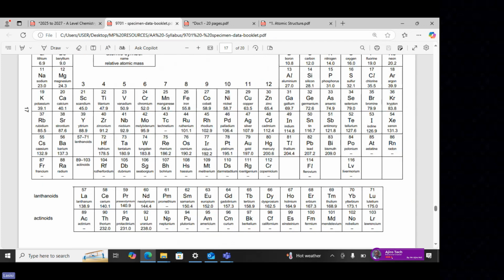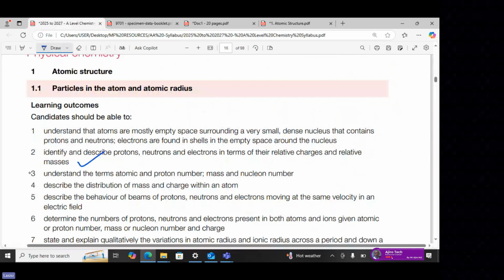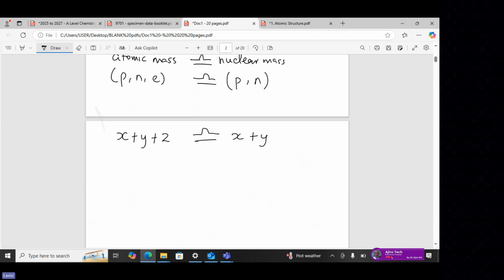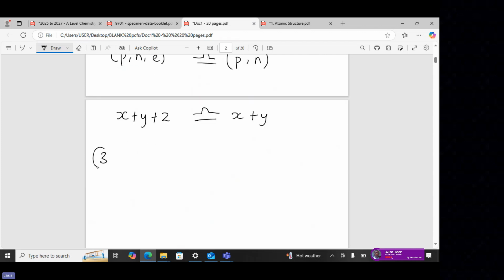Is that okay? Point 3 says, can you read number 3? Understand the terms atomic and proton number, mass, and nucleon number. I'm sure you must have heard about that before. That's point 3.